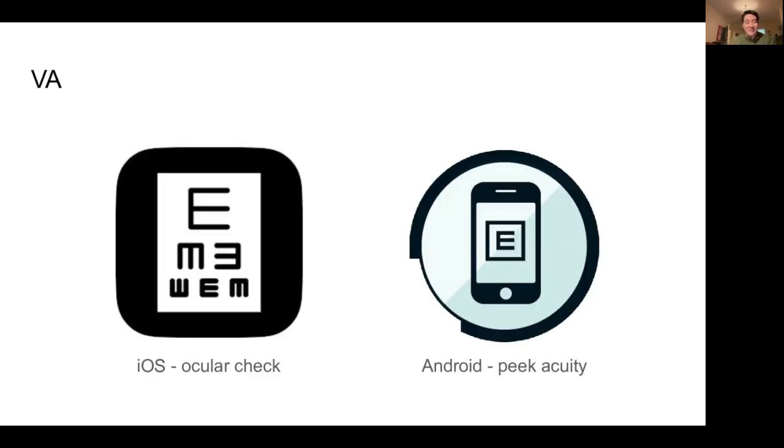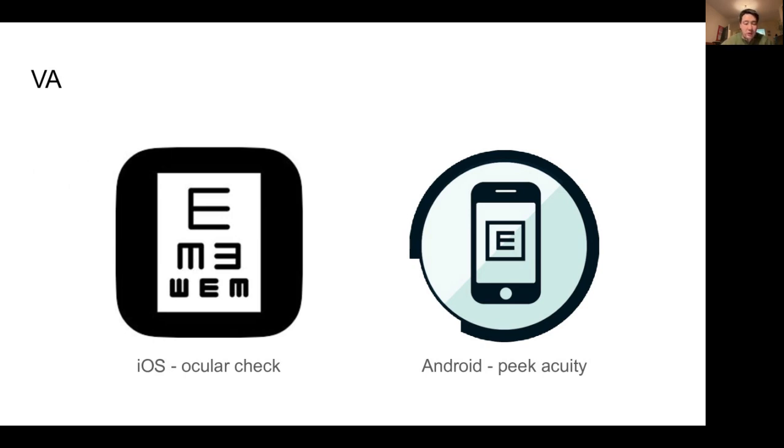So we'll start by talking about visual acuity first. When you're on the wards, often they don't have a Snellen chart. So if you have an Android phone, you can use the app called Peek Acuity. If you've got an iPhone, you can use Ocular Check. They're free apps, pretty easy to use, and they tell you how to do the test.